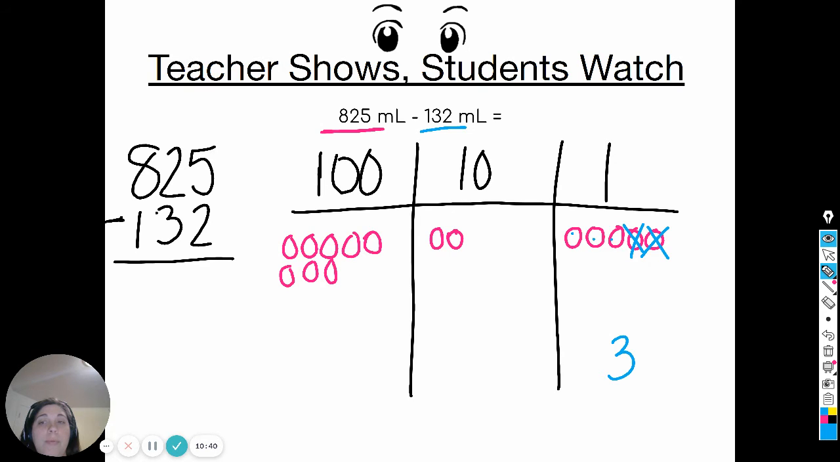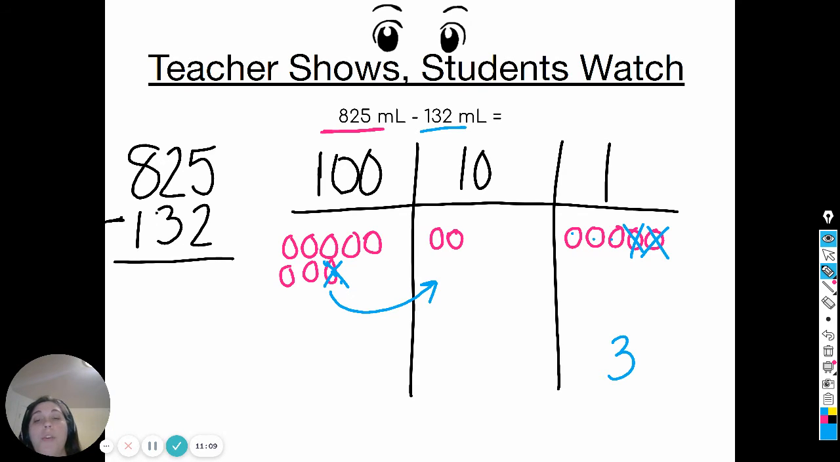Okay. Next, I'm going to move to the tens column. Right now I have 2 ones, and I need to take away 3. But there's only 2, so I can't take away 3. So what I have to do is borrow. So I'm going to go over to the hundreds place. I'm going to take away one of these hundreds, move it over here, and replace it with 10 tens.